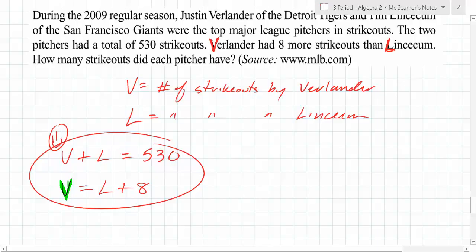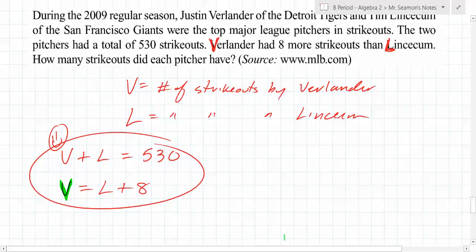No idea. Can anybody help her out? Robert, what is it? I took 530 and I subtracted 8. I understand, but looking at these two equations, if you had these two equations, what would you do? Well, I use V plus L equals 530 and I put in L plus 8 for V. Look, this tells us that V equals L plus 8.